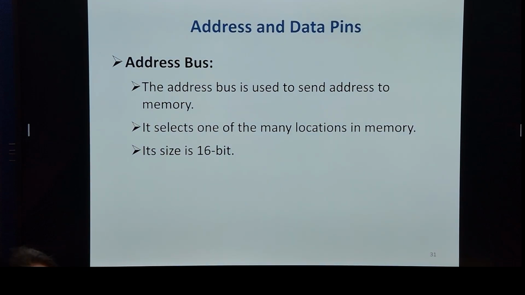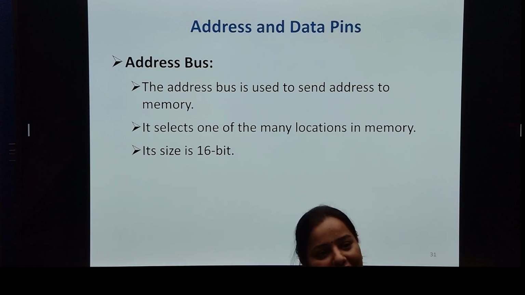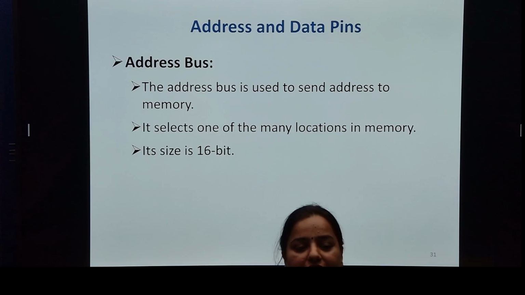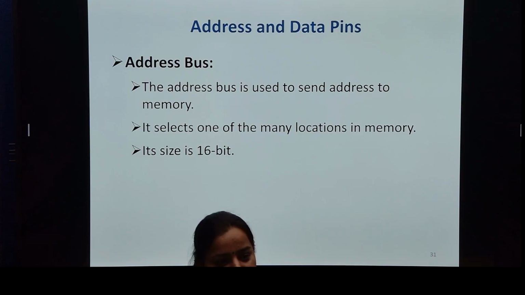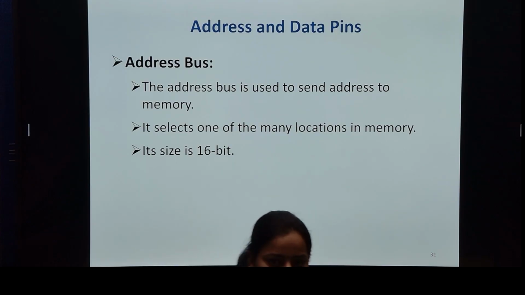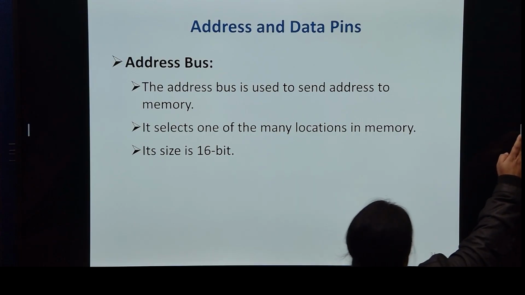Address and data pins. As I said in the starting, the microprocessor's lower address lines are multiplexed with the data lines. Why are we multiplexing? In order to reduce the number of pins. So, in order to reduce the number of pins, lower address lines are multiplexed with data lines.